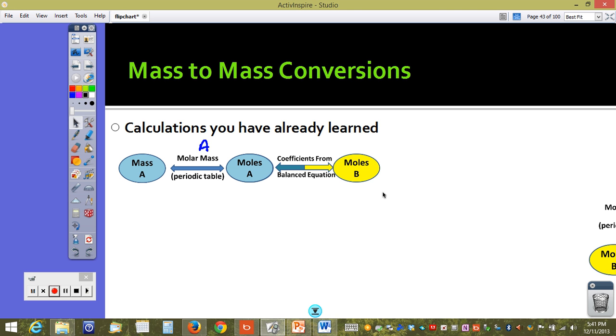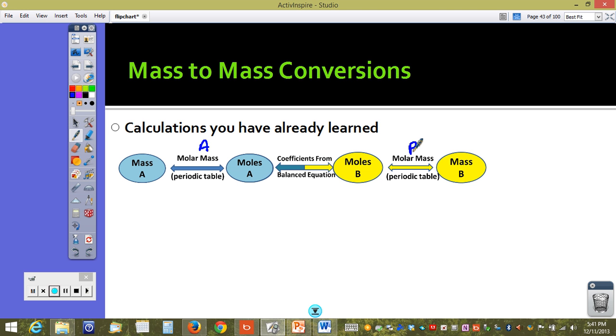Likewise, you can go from moles of B to mass of B, and notice how this problem here is really the same thing as this one backwards, as long as you have the molar mass of that new compound. Since this is compound B, we can't use the molar mass for A. We would have to use the molar mass for a new compound, compound B. Let's try a practice problem.